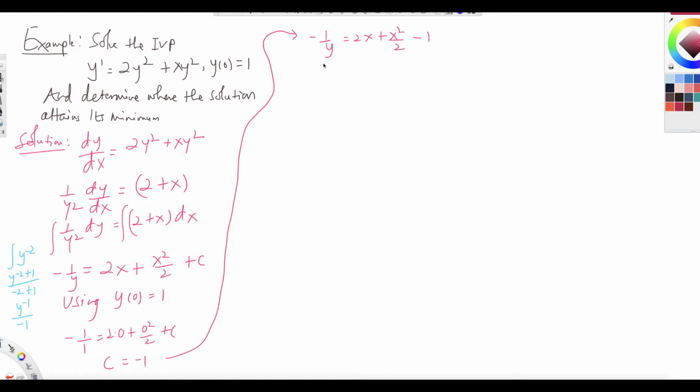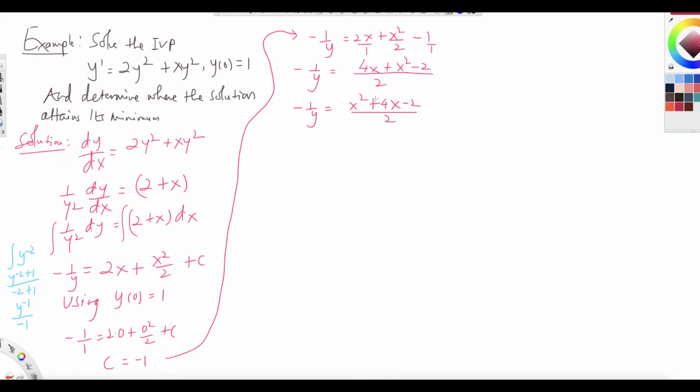Okay, so now we need to solve for y. Y is in the denominator, so let us write this in fractional form and then we'll flip that. So you get negative 1 over y equals to, there is 2 in the denominator, so 4x plus x squared minus 2. Therefore, negative 1 over y equals to x squared plus 4x minus 2 divided by 2.